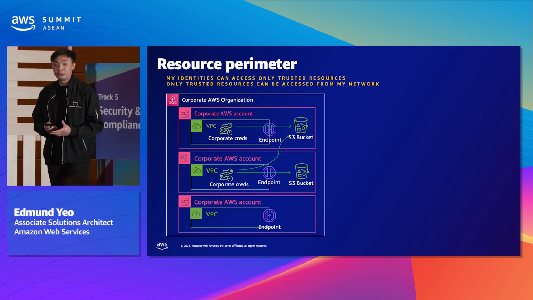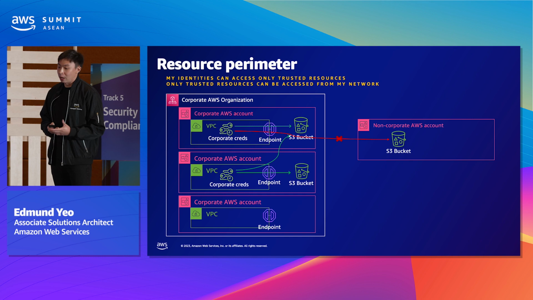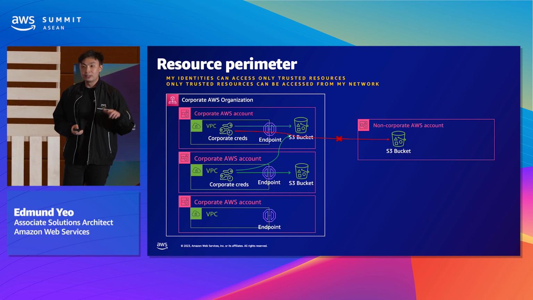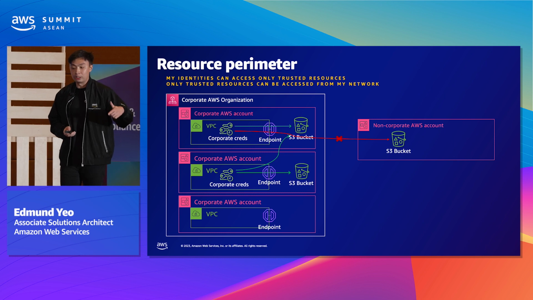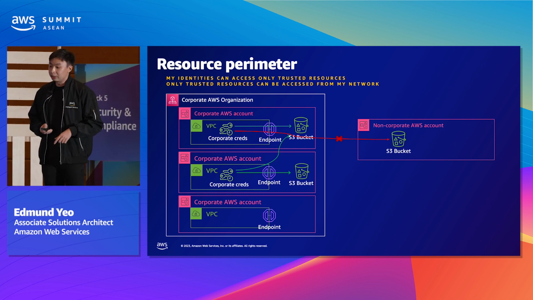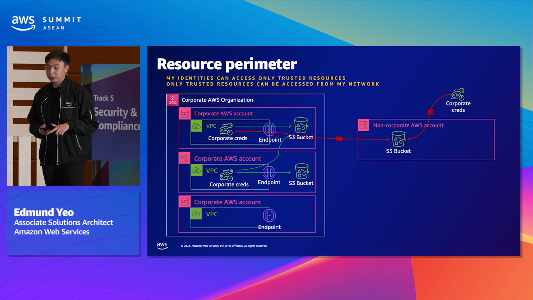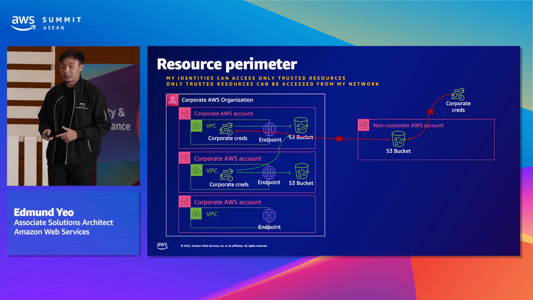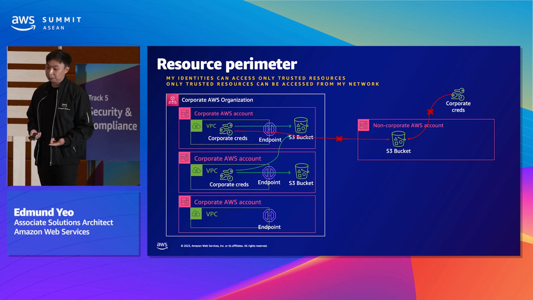So there are two scenarios that you would like to prevent here. One, your corporate credentials being used to access resources that do not belong to your corporate AWS account. And two, your corporate credentials being used outside of your network to access resources that do not belong to your corporate account.